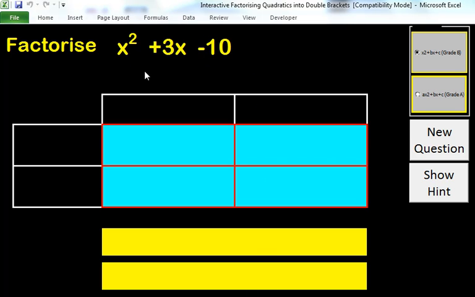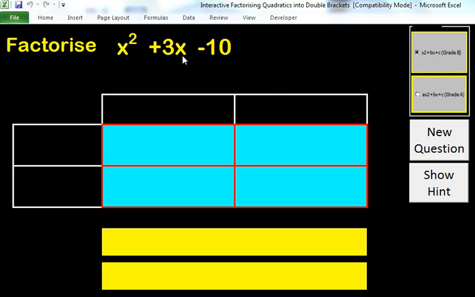I'm just going to explain to you a little bit how I use my interactive Factorising Quadratics into double brackets Excel sheet. Now, you've got the option of a grade B question where you have an invisible 1 before the x squared, or the grade A option where you have a coefficient in front of the x squared. I'm just going to first run through the grade B question.